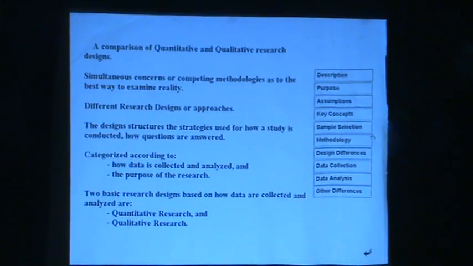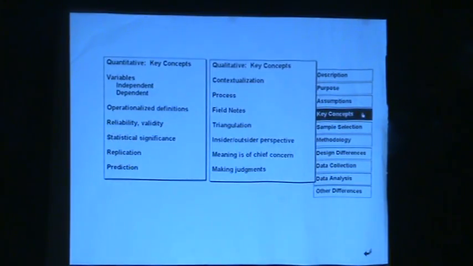Key concepts in both types. Quantitative has variables, independent, dependent, operationalized definitions. Reliability and validity are big concepts. Statistical significance, replication, and prediction. Qualitative: contextualization, the context is important. It's the process that is very, very important. Extensive field notes.